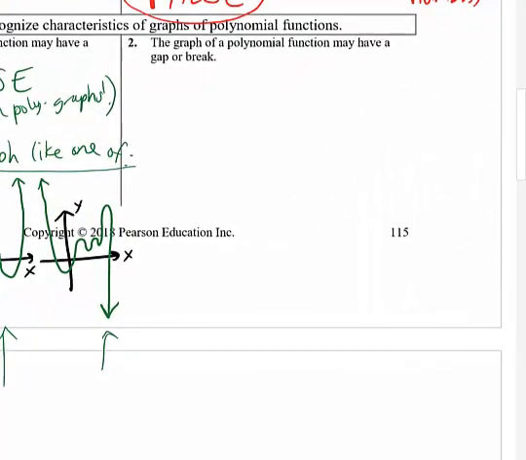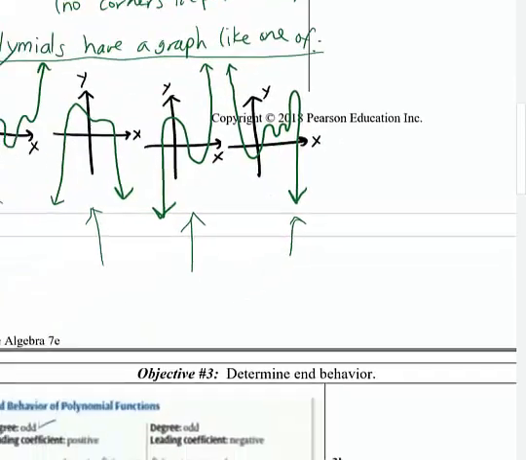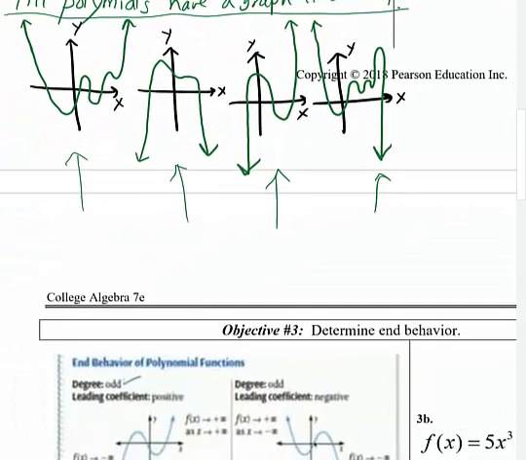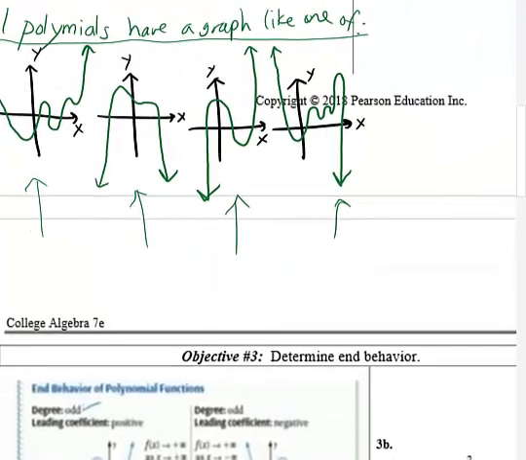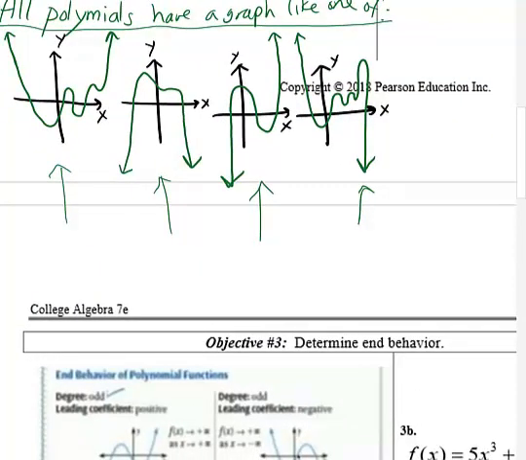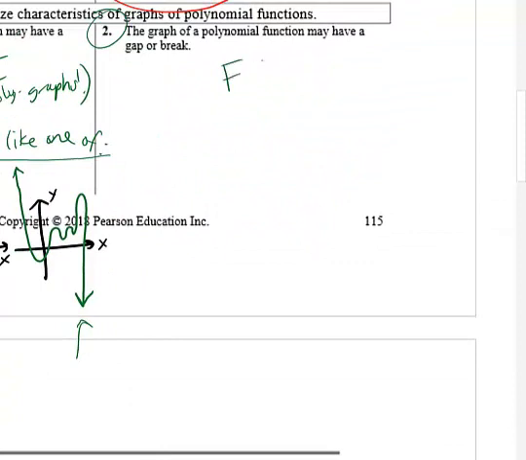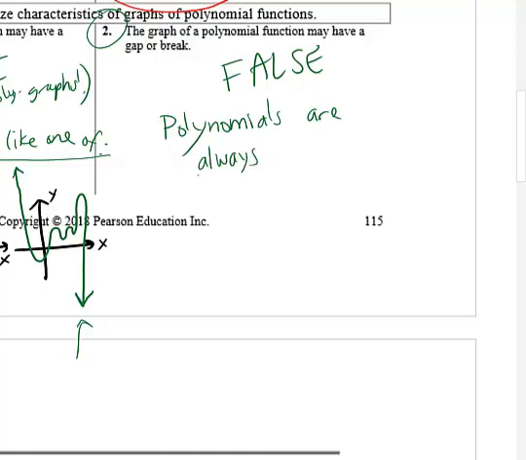What else did they have for us? Hopefully this is something we can actually answer. The graph of a polynomial function may have a gap or a break. If you look at the four that we drew, there are no gaps or breaks. As soon as I started drawing it, I never lifted my pen or pencil from the paper until the very end. So that would also be false, because polynomials are always continuous.